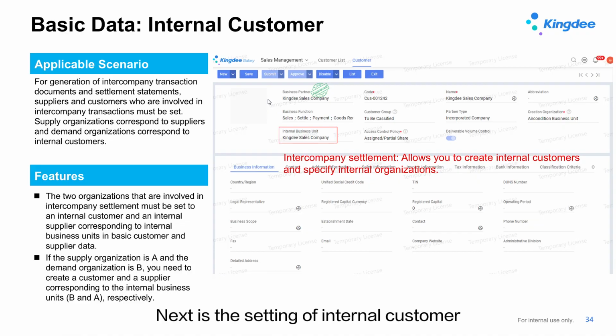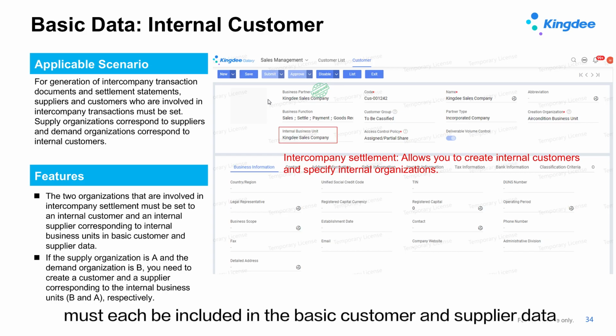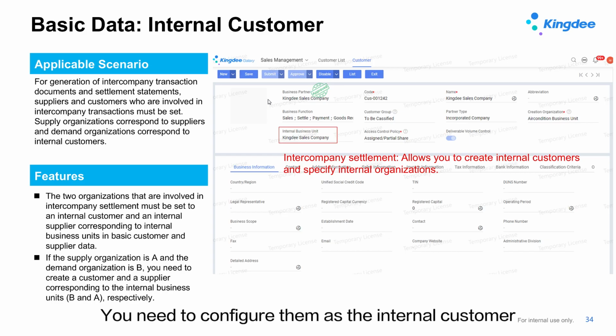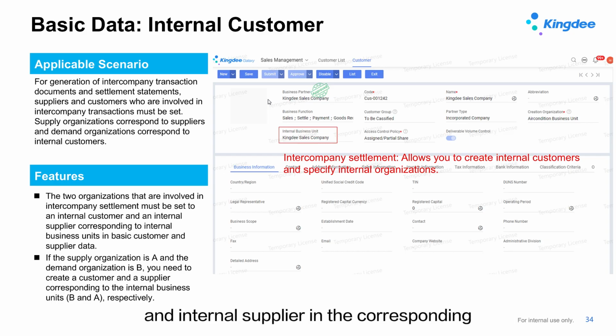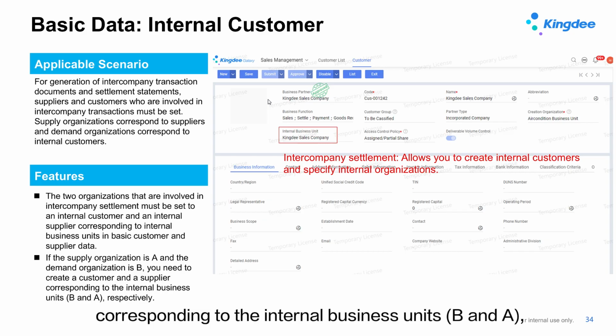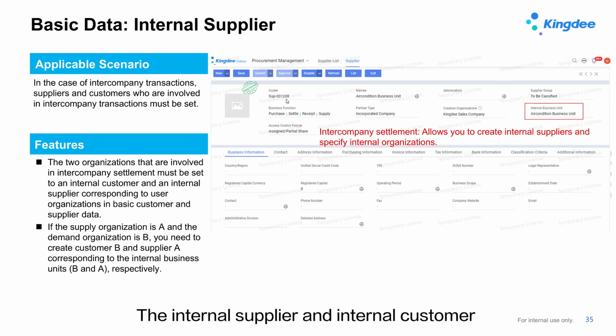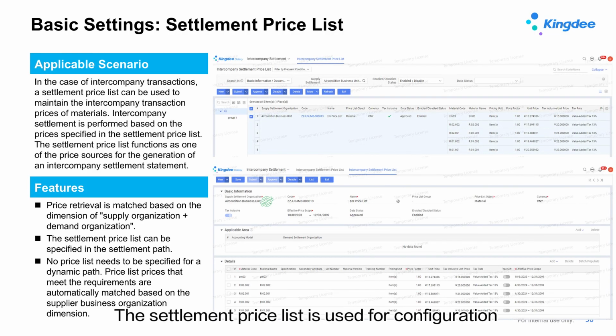Next is the setting of internal customer. The two organizations involved in intercompany settlement must each be included in the basic customer and supplier data. You need to configure them as the internal customer and internal supplier in the corresponding internal business units. For example, if the supply organization is A and the demand organization is B, you need to respectively create a customer and a supplier corresponding to the internal business units, B and A, and assign or share the internal customer and internal supplier to the other organization. The internal supplier and internal customer follow the same logic. The settlement price list is used for configuration of the intercompany settlement price list.